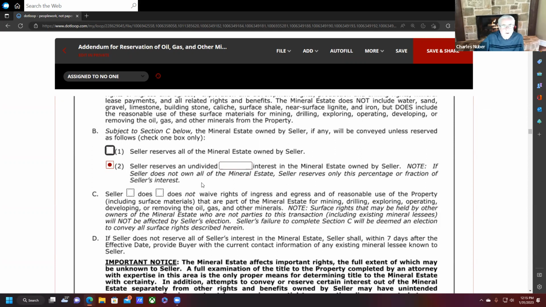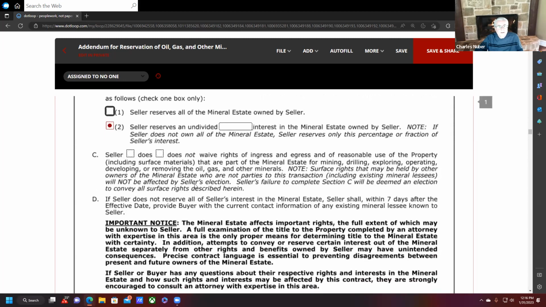Note, if any seller does not own all the mineral estate, seller reserves only the percentage or fraction of the seller's interest. So let's say the other family members that didn't live on the property and didn't own the dwelling on the property have 25% each, and there's 4 family members. So all you're going to get is a half of 25%, 12.5% of the mineral rights. You're not going to get rich off of it in today's natural gas prices. I can promise you that.